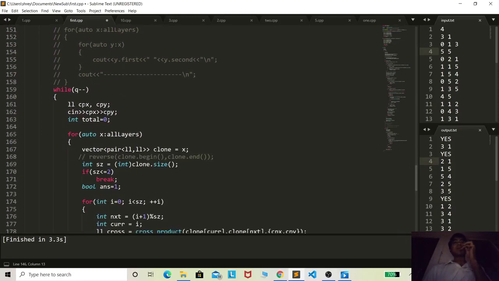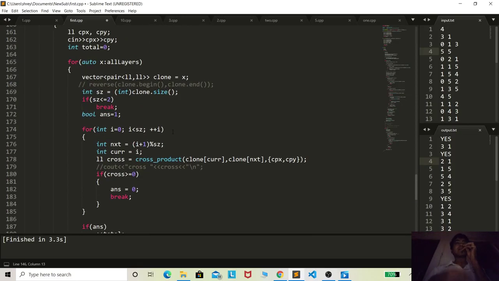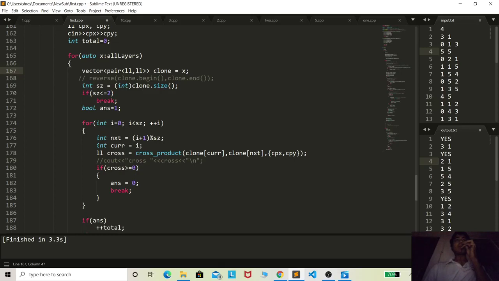So in each query we are given a point x and y, and as explained in the video, we are iterating through all the layers, right? Starting from the outer layer we go, and I just take one layer at a time in this clone vector. If the size of the layer is less than or equal to 2, then there's not even a triangle forming, so there's no point in enclosing any point, so we just break.